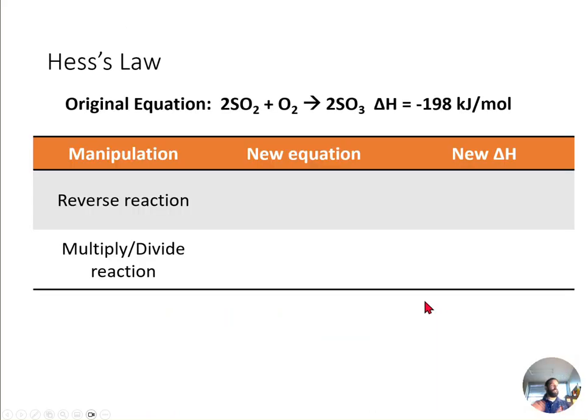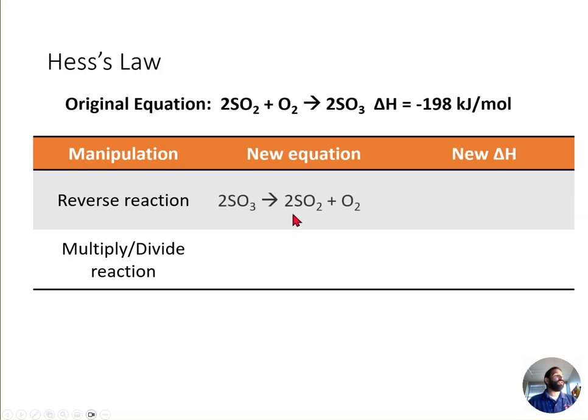All right, so let's look at just a general example here without any values, just to see what happens when we manipulate the equation. Our equation is the same one from the beginning of this discussion: 2 moles of SO2 plus O2 making 2 moles of SO3. And the delta H value for that process is negative 198.